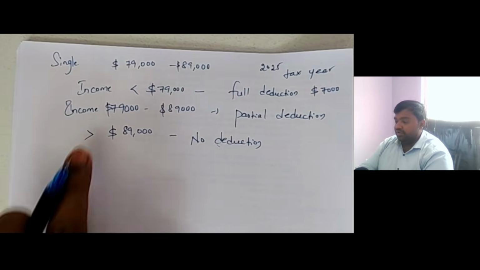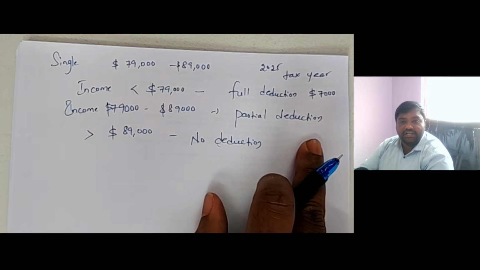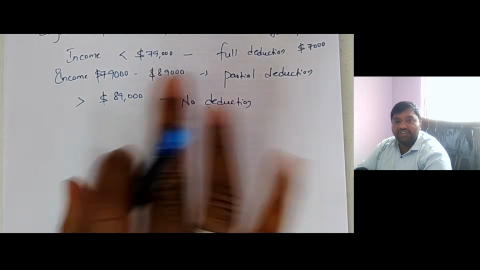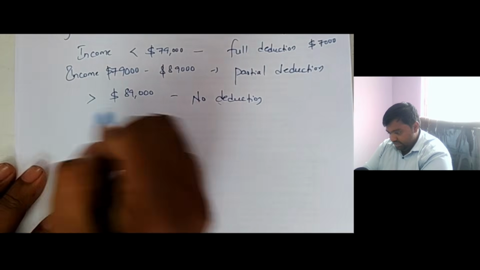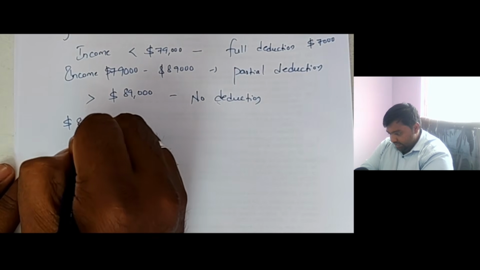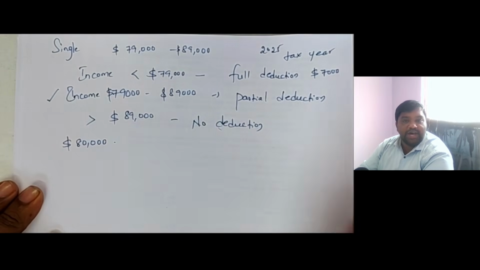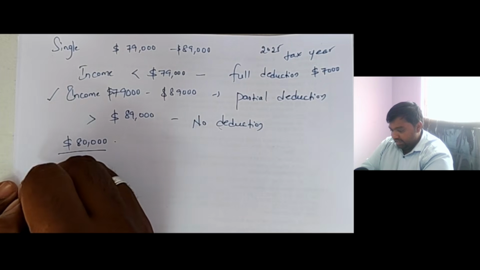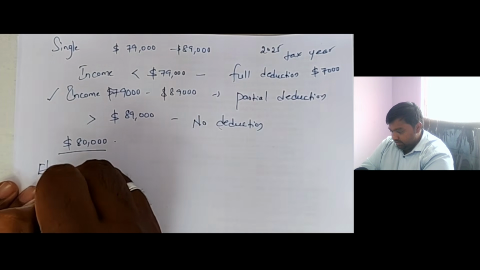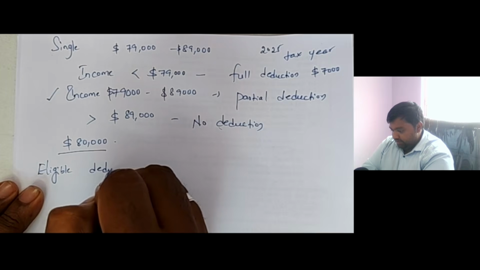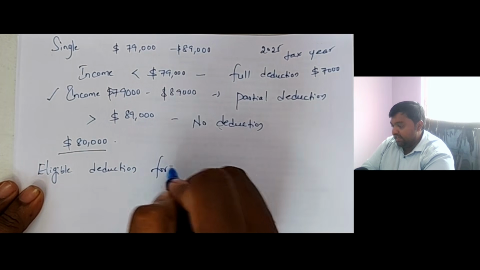So you may wonder how you will get the partial deduction. I will calculate by giving you one example. Let's say my income is 80,000 US dollars. So it is falling under the partial deduction slab. Now we will calculate the eligible deduction for traditional IRA.